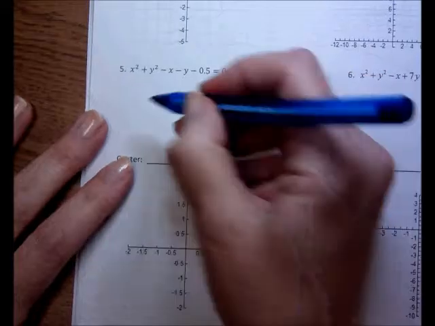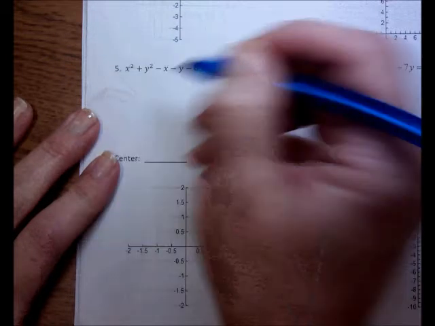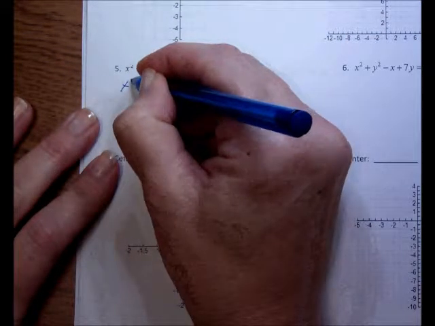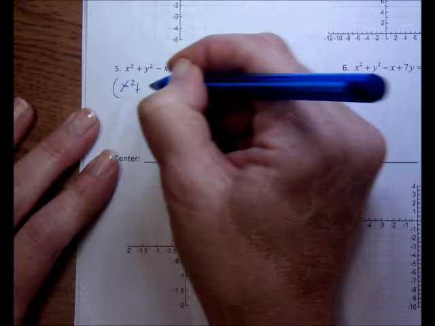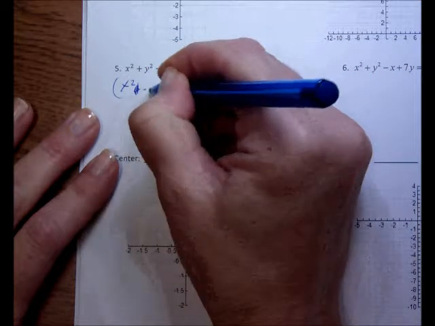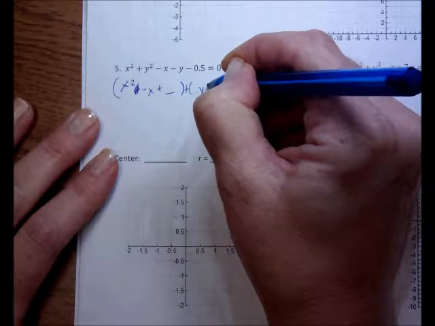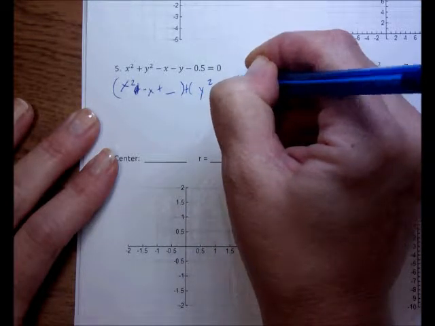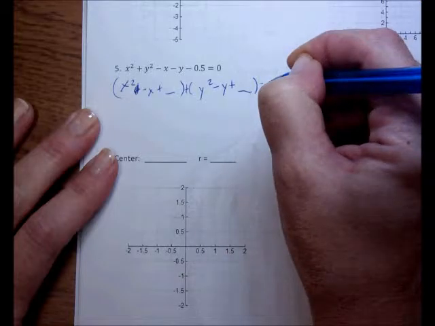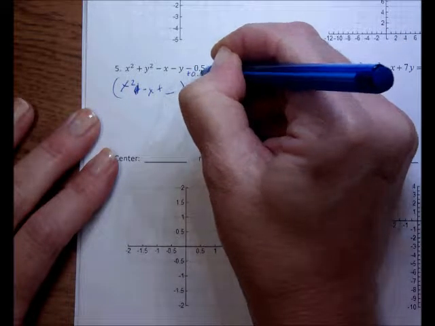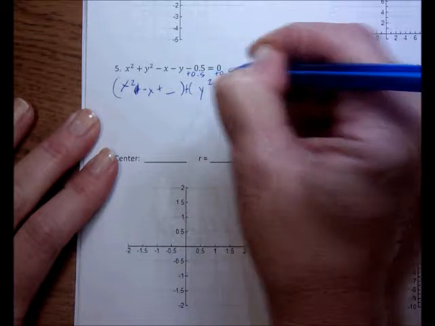Number 5 is a little bit different, but I do it the same exact way. I just have some decimals involved here. So I group my x's. Oops, that's not a plus, it's a minus x, plus some number. And then I add it to my y's, plus some number, is equal to, and then I'm going to move my 0.5 to the other side. So I'm going to add 0.5 to both sides.